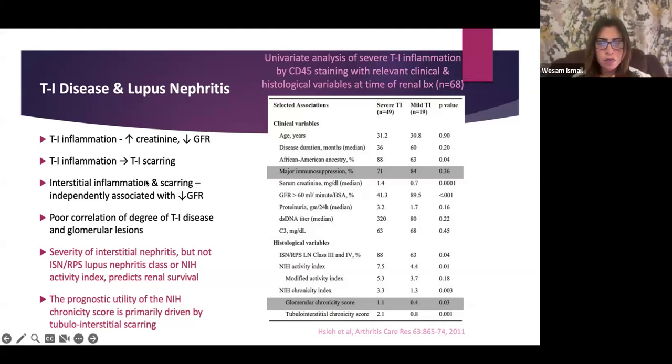As I mentioned, the severity of the tubulointerstitial compartment is what's directly related to the creatinine level, to the decrease of the GFR. The tubulointerstitial scarring is what is related to the prognosis of your patient and response to treatment, and it's what should make you evaluate whether, even if this is lupus and even if it's active lupus, you should really administer aggressive treatment or not.